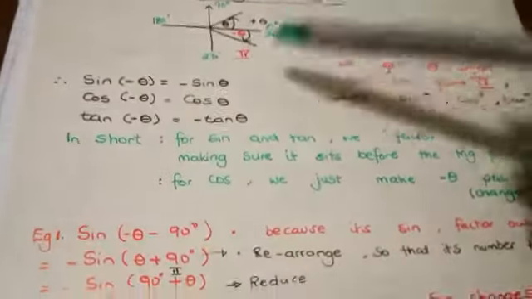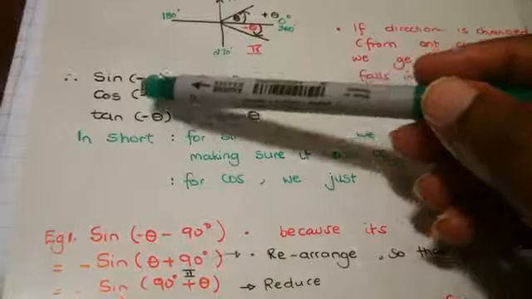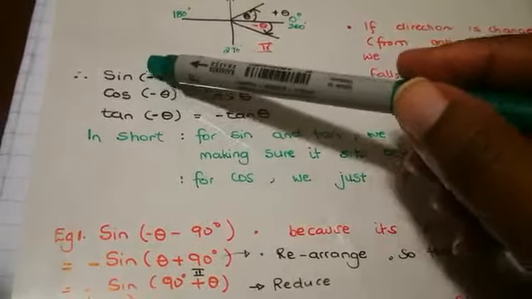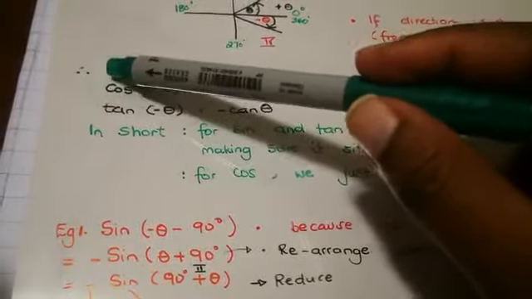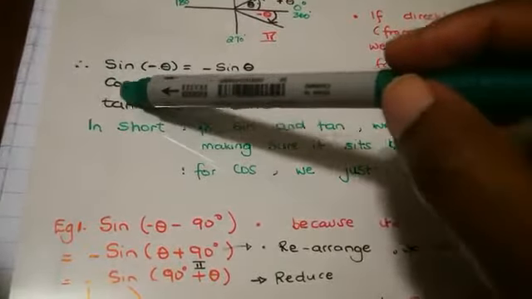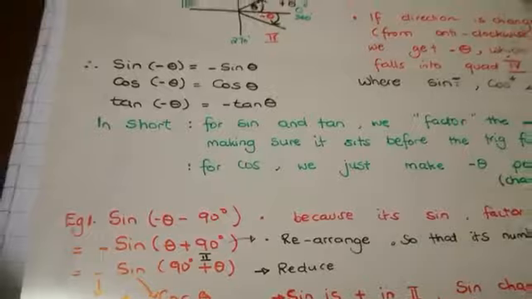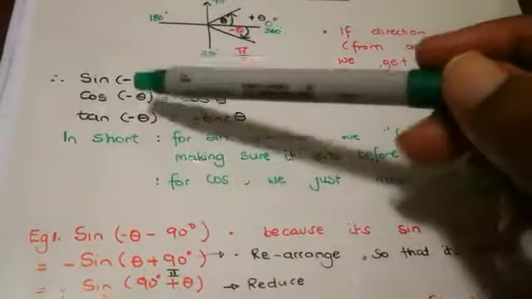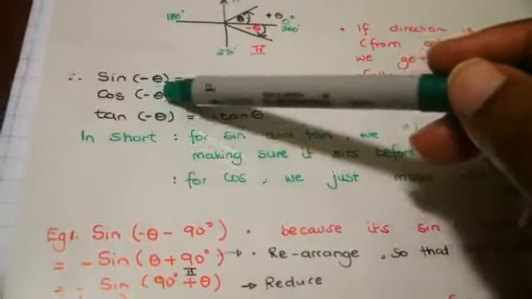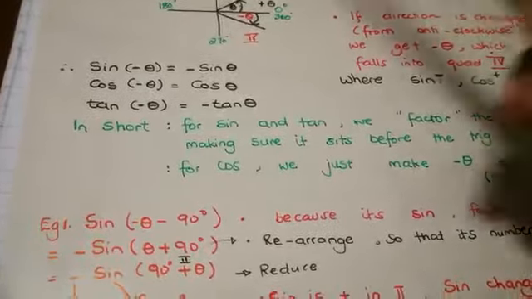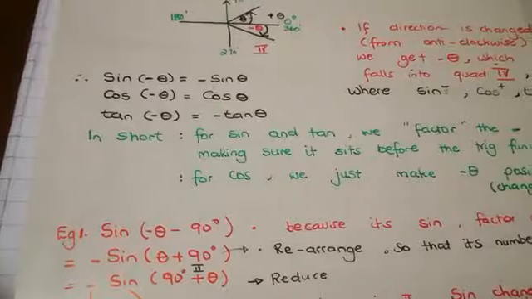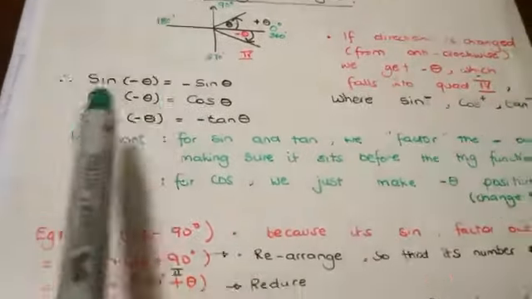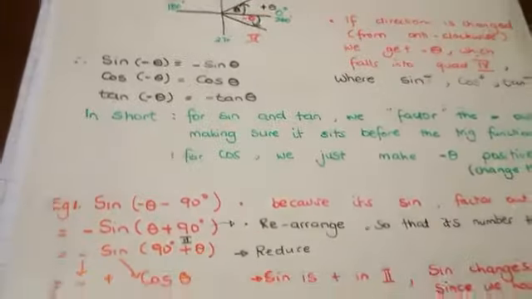So do you see that for sine and tan, all we do is just factor out the negative. When you factor it out, please be careful that you put it before the trig function, so it goes out and it stays over there. And then for cos, the only thing that you do is just change the sign of what is inside the bracket. So cos negative theta will just become cos positive theta. You just change the sign that is inside the bracket. Okay, so let's look at a few examples.